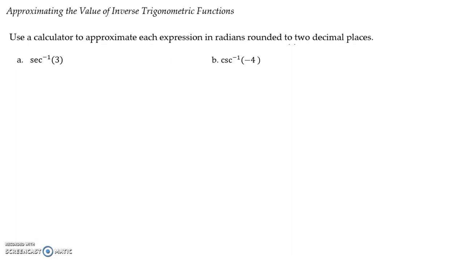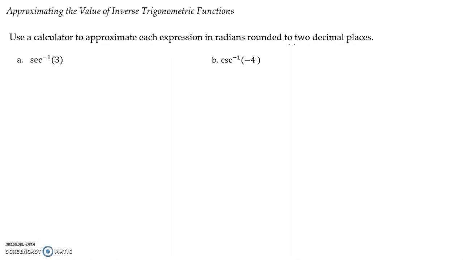In this question, we want to be able to use a calculator to approximate each of the expressions below. And we want to make sure that we're calculating these out in radians rounded to 2 decimal places. So let's take a look at part A. We're going to be calculating inverse secant of 3. And keep in mind you do not have an inverse secant button on your calculator.